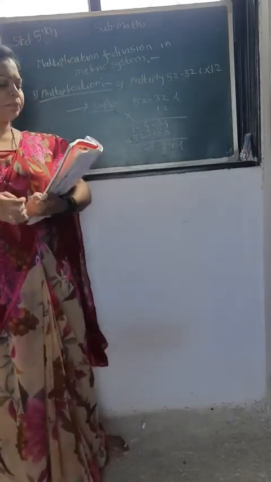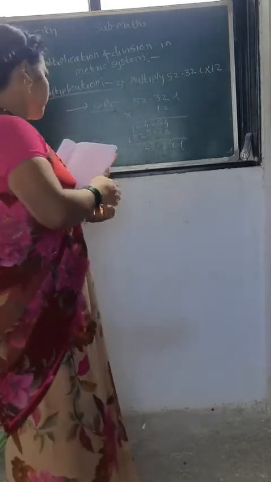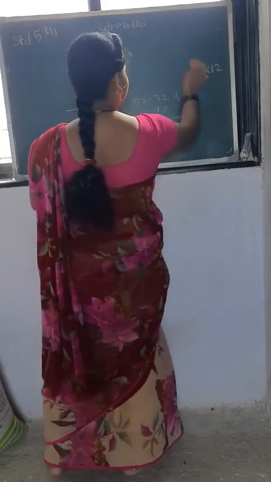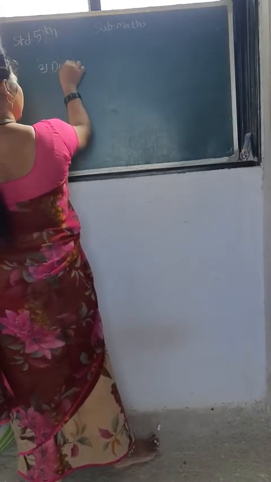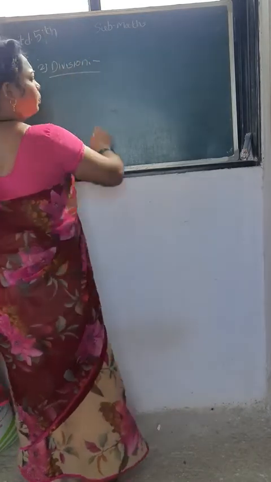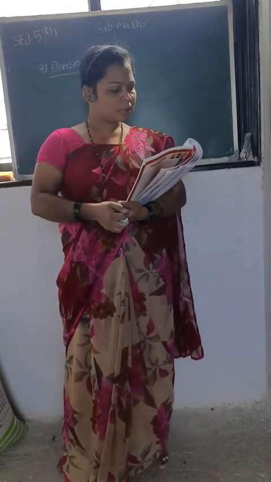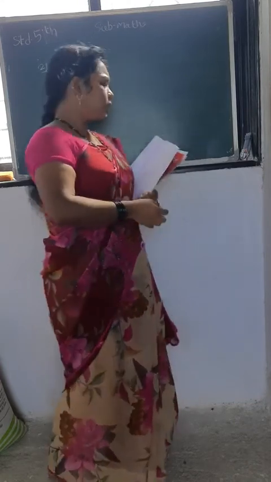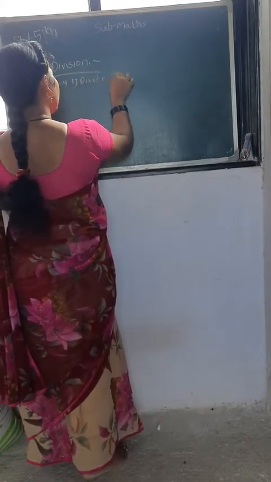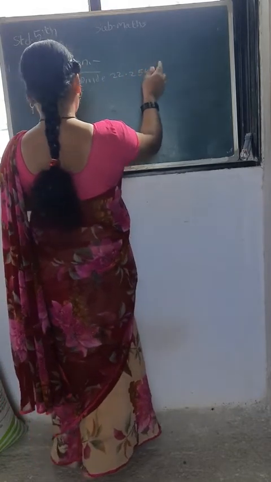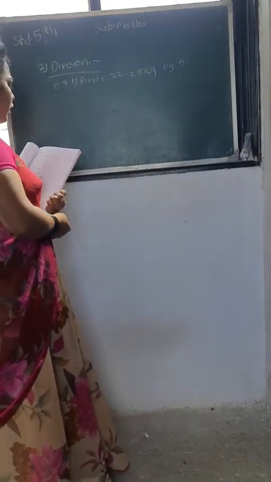This is multiplication. Next one is division. Multiplication in the metric system is the same as ordinary multiplication. Division is also the same as ordinary division. For example, the first example is: divide 22.25 kg by 5.